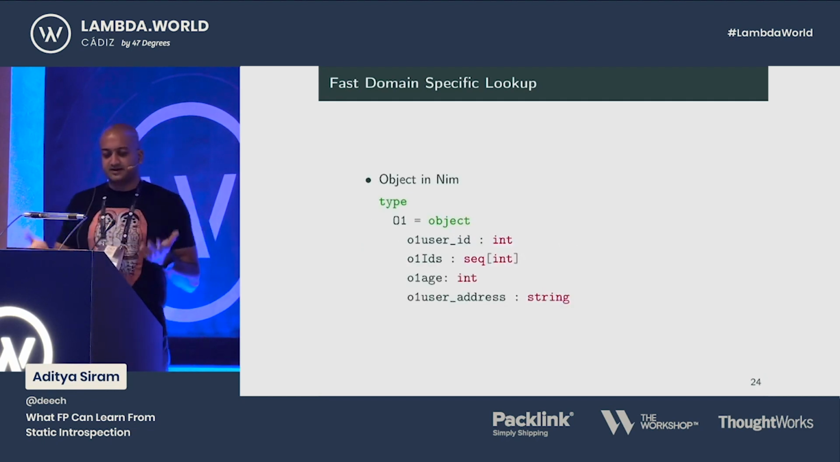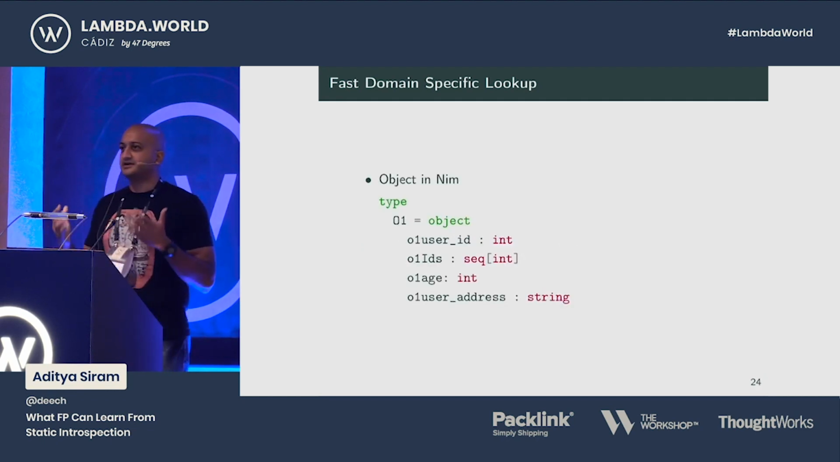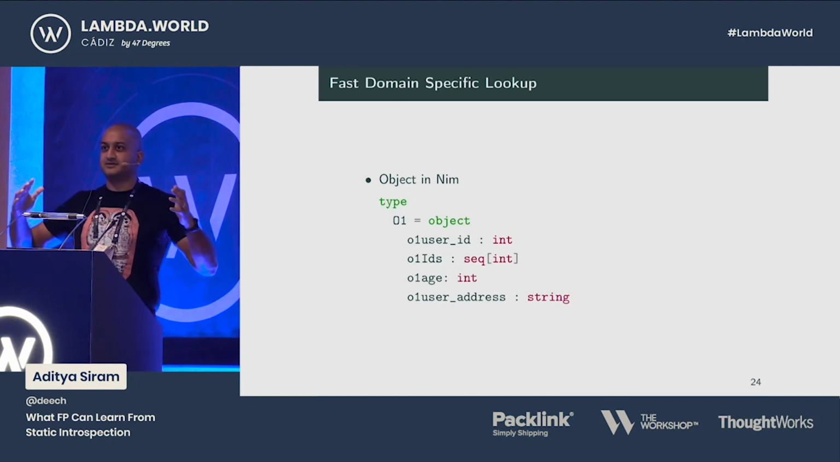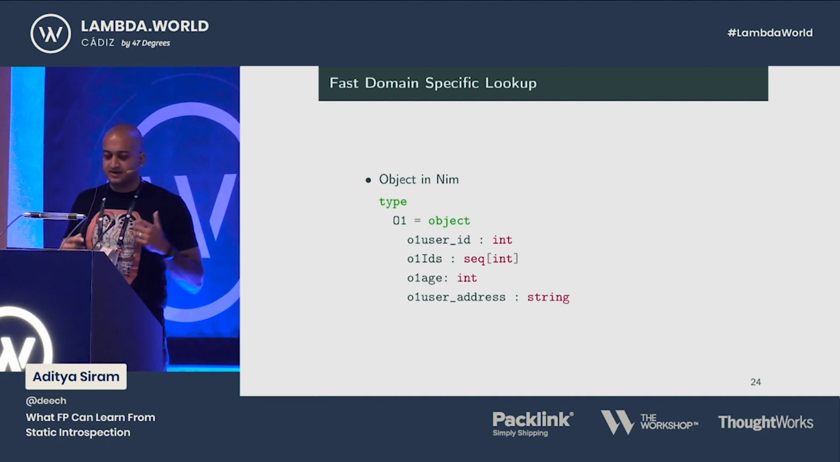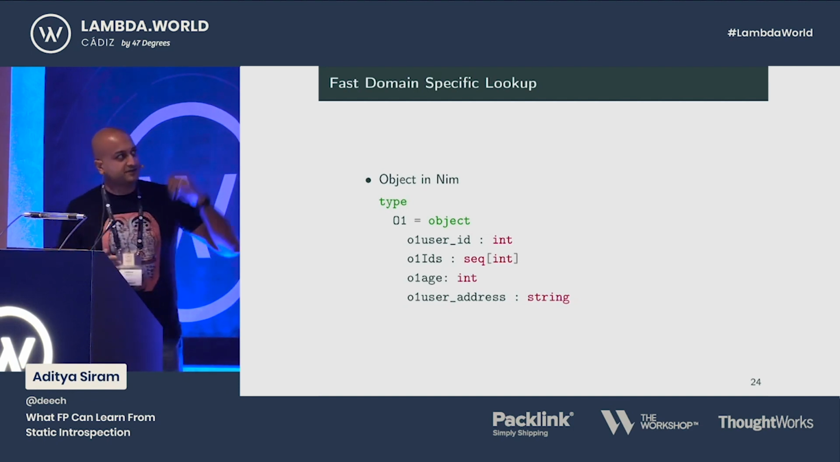So this is an object in Nim. An object is not an object-oriented type object. It's just an extensible record. That's all it is. So I have an object called O1, and it's got a few fields.